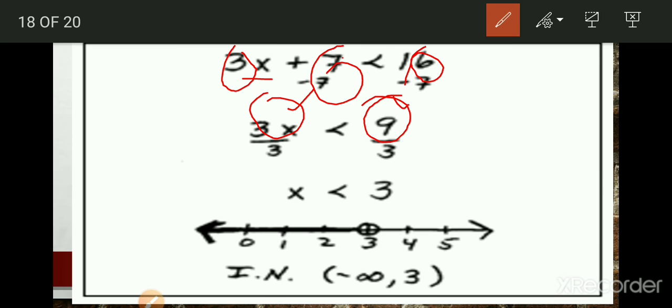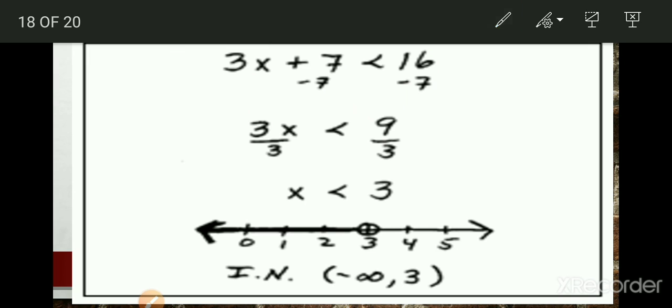You can't multiply it by 3, right? If it is a multiplication, you have to divide. If it is addition, you have to subtract it. So if it is a multiplication, 3 into x, right? Divide it by 3, the 3 gets canceled, and 3 3s are 9, you will get x is less than 3. X is less than 3.